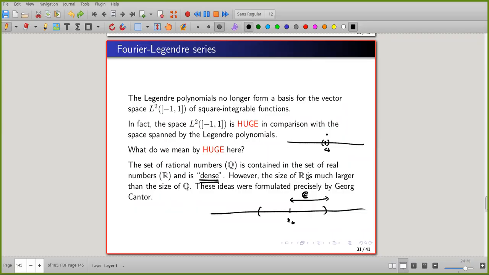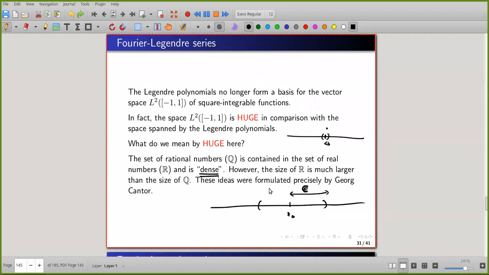However, the size of R is much larger than the size of Q. The real numbers are an uncountable set, whereas the rational numbers are a countable set. I don't want to go into this at all, but these ideas were formulated precisely by George Cantor. I'm not sure if you have encountered this, maybe in your MA 105 course, the first course that you have taken on analysis.